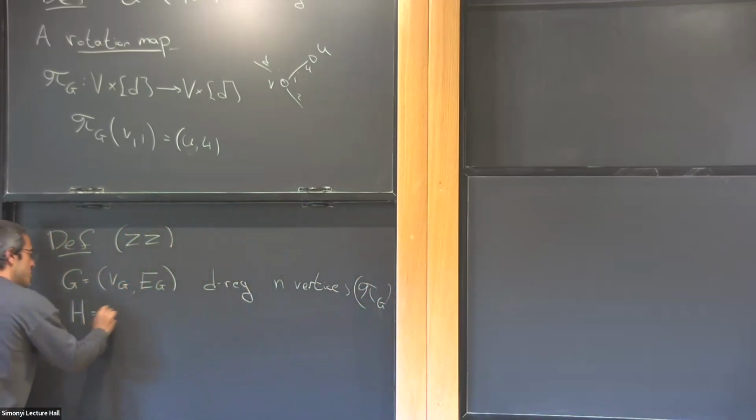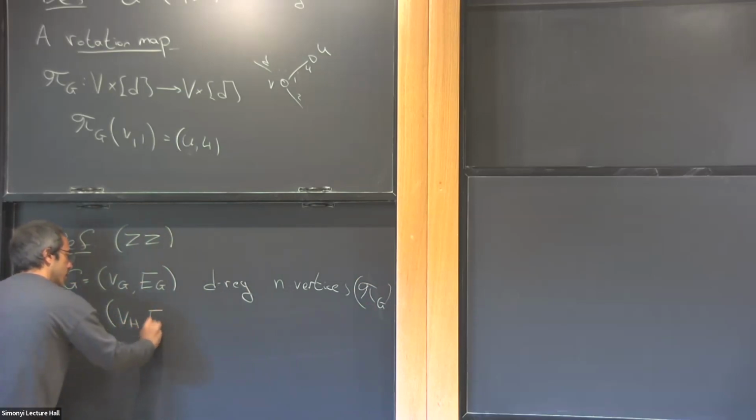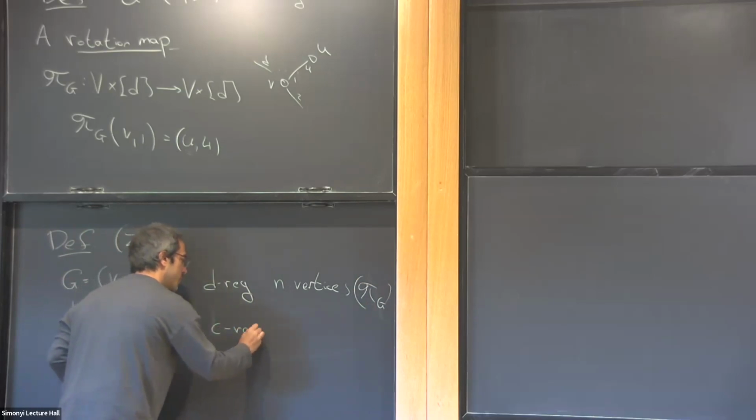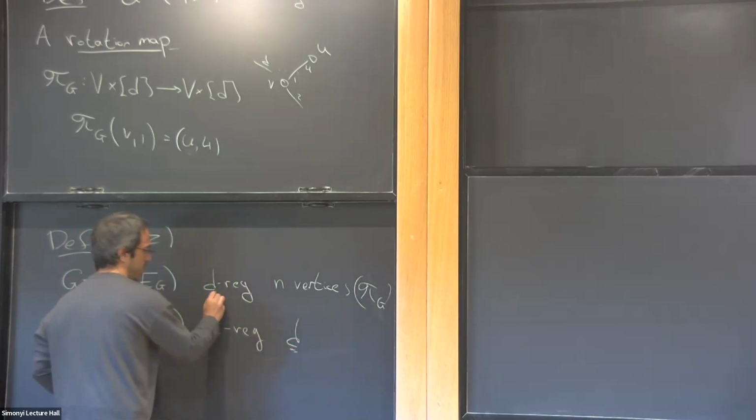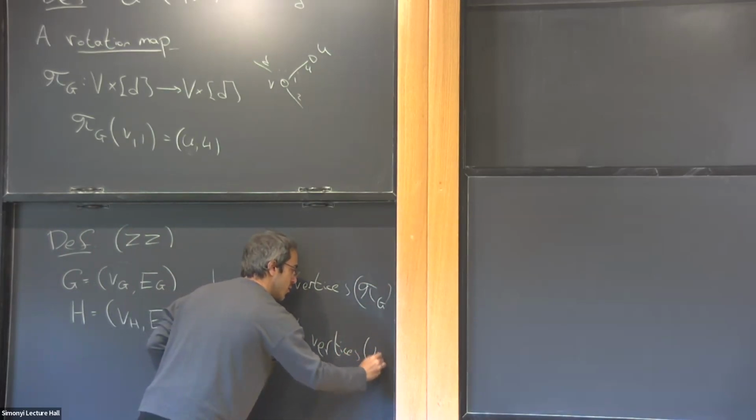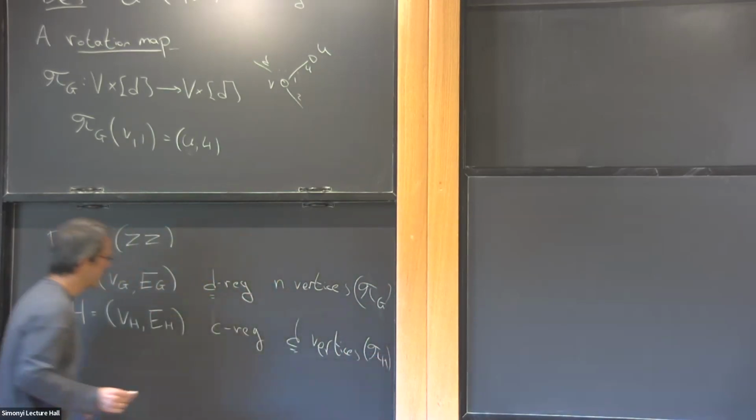And you also have this H. It's C regular. It's going to have D vertices, and it's going to have its own rotation map, pi sub H.